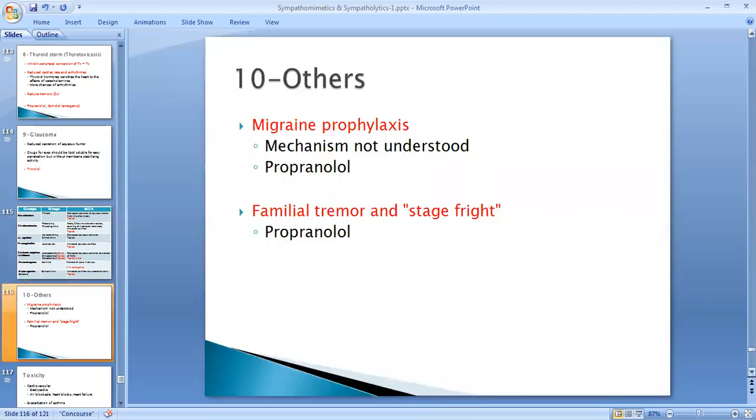Migraine prophylaxis. Although the mechanism is not clear, propranolol has been used in migraine, especially for prevention, not in acute stage. Familial tremors and stage fright. For this purpose, propranolol is preferred.